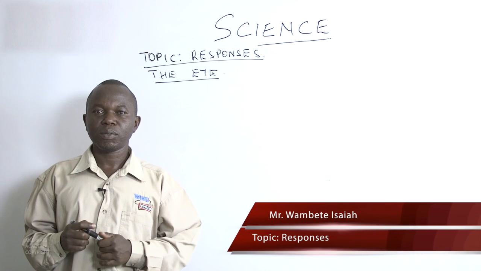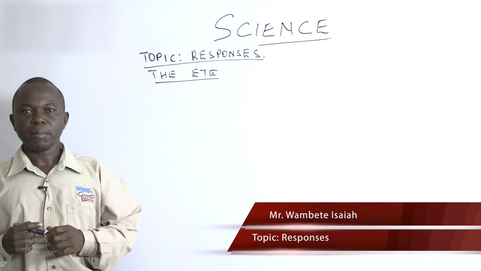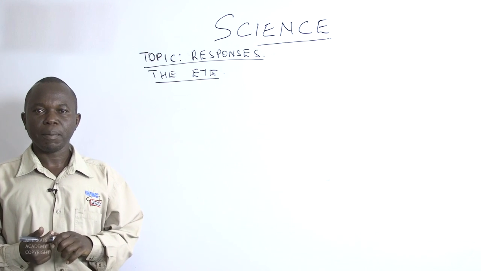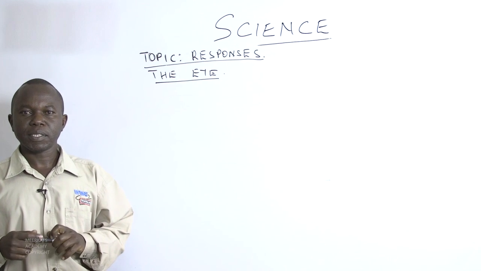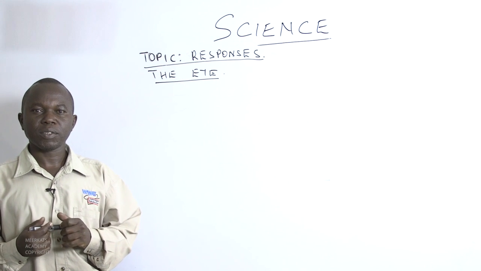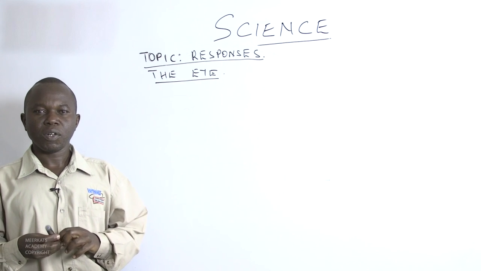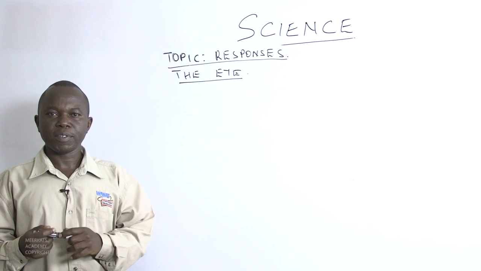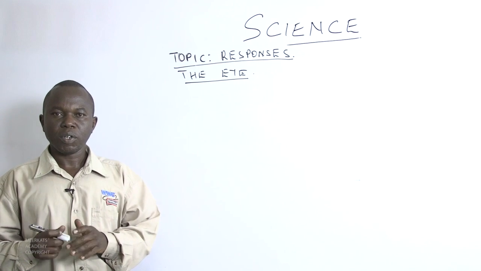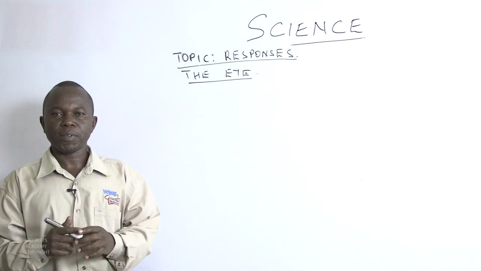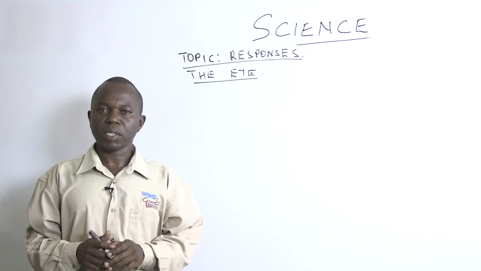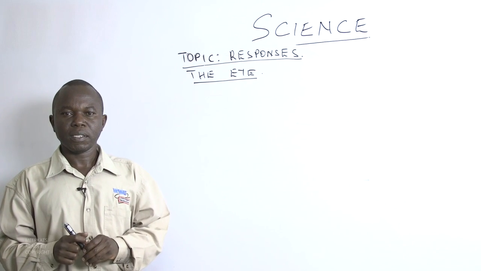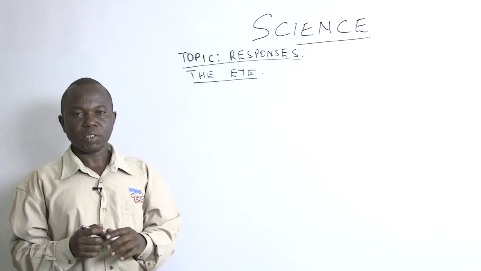Once again, welcome to our science lesson. Remember, in our previous lesson, we were looking at how responses happen, and we said that responses happen due to existence of structures in our bodies called sensory organs. Sensory organs, we say they are made up of sensory cells. So if we have a group of sensory cells grouped together and specialized in a way to form sensory organs.